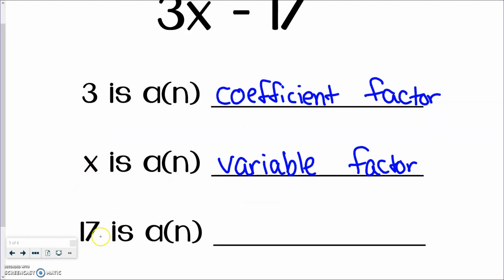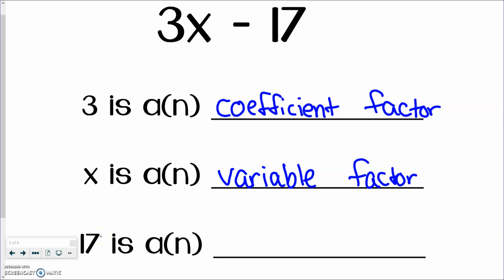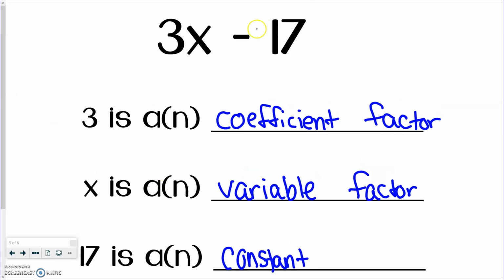But 17 is not a coefficient, not a factor, not a variable, because it's not being multiplied, it's being subtracted. So it is a constant, but it actually has one more name. So remember, things that are separated by an addition or subtraction sign are terms. So 17 is also a term. Now 3 and x were not terms. If I put them together, it's a term, right? 3x would be the term, and 17 is a term because it's separated by that subtraction sign.